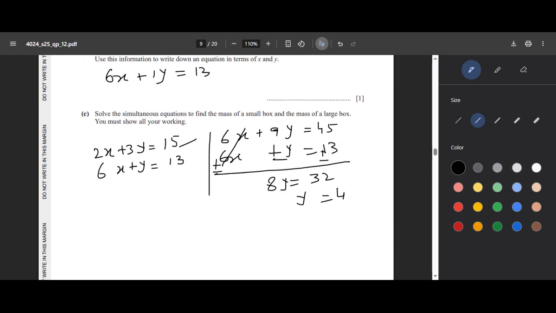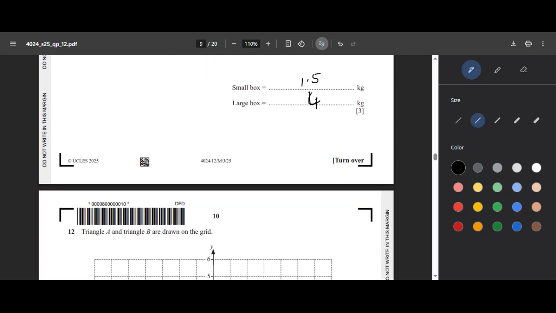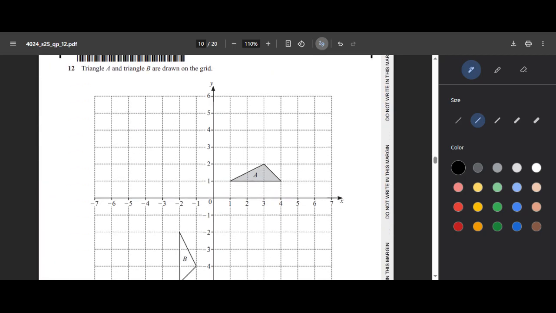Put in the value of y in any one of these two equations. So 6x plus 4 is equal to 13, 6x is equal to 9, and x is equal to 9 over 6. By cancellation, x is equal to 1.5. So the mass of the small box is 1.5, and the mass of the large is 4. That's it. Next question.